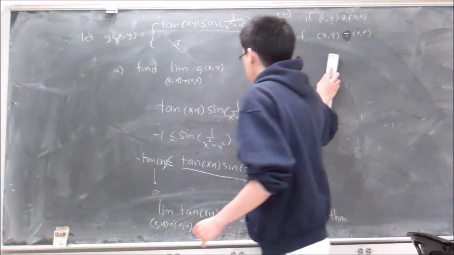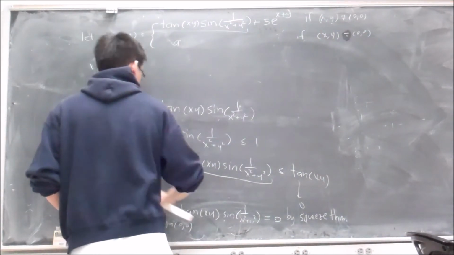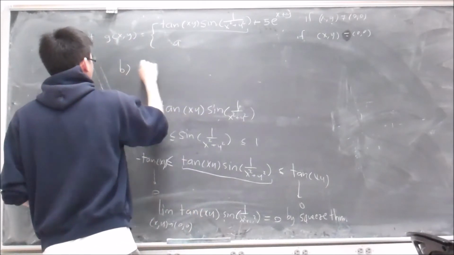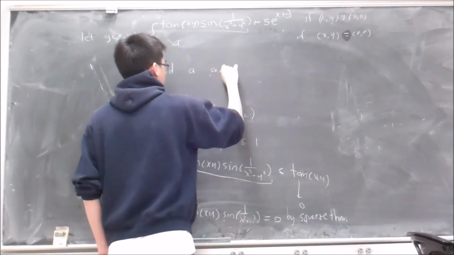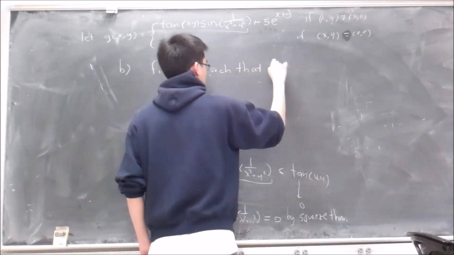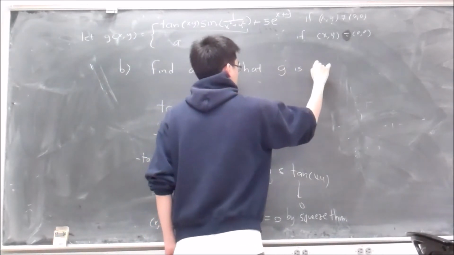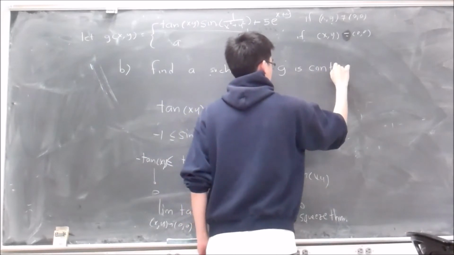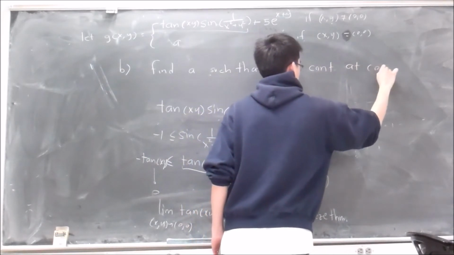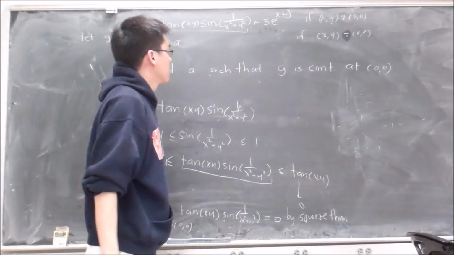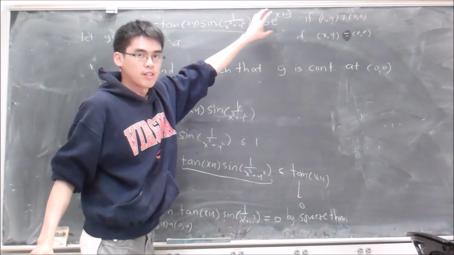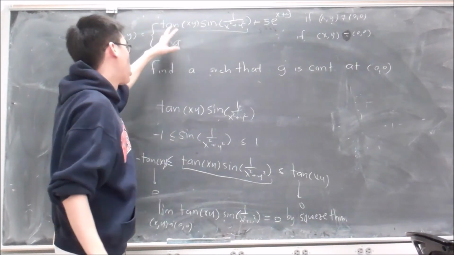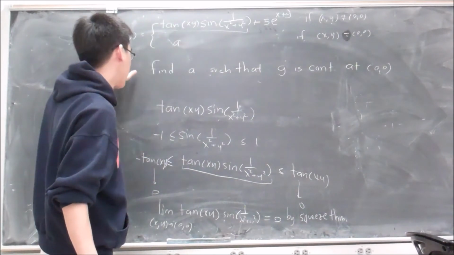The second part asks you to find a such that g is continuous at 0, 0. Right? So we define this function this way, and in the first part we just use the top part. We ignore the second part, and the second part shows up in the second part of the problem.